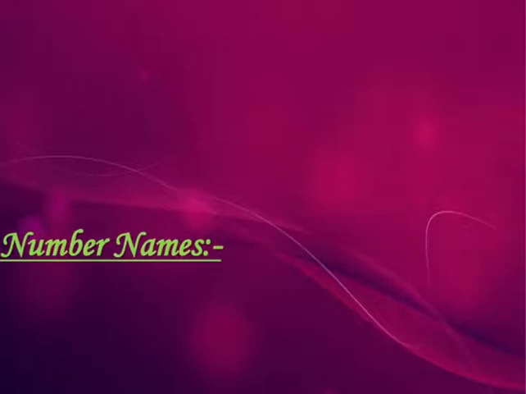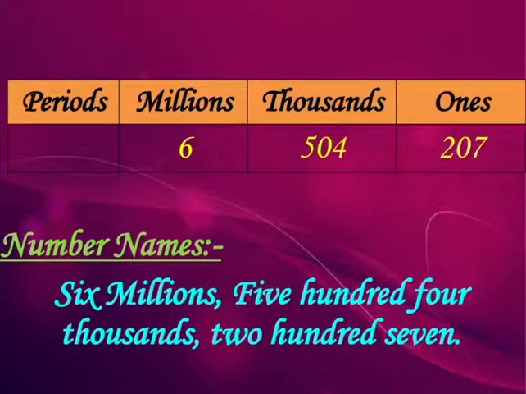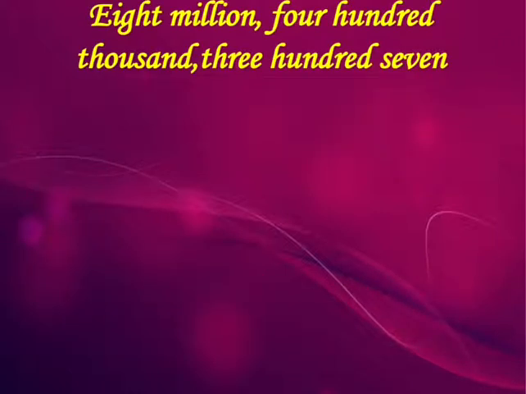Now, how do we write the number name? For that, we will be needing the standard form. For that, let's make a place value chart. Here, we will be utilizing only the period. Since in the previous slide, we have seen that there were 6,504,207 ones, the number name will be 6,504,207. That's all. We will not be writing the ones period.